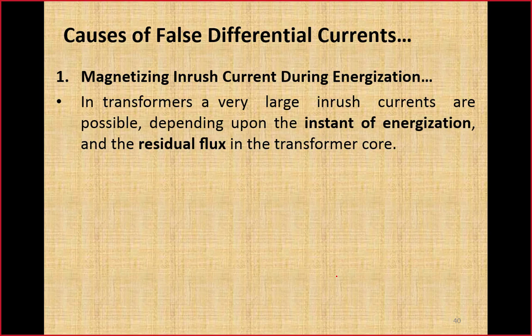So in transformers, very large inrush currents are possible depending upon the instant of energization and the residual flux in the transformer core. At the time when we evaluated the constant of integration, we had assumed that there was no remnant flux or residual flux. But if residual flux was there, which is normally the case in power transformers, then this situation will become even worse. Now the saturation will go further deep into the saturation region. So due to this reason, even higher inrush current is possible.